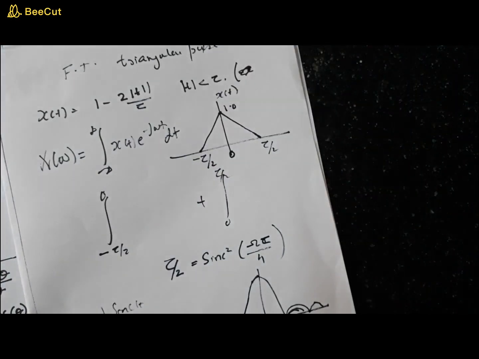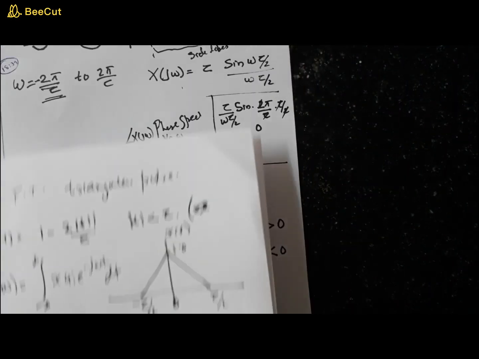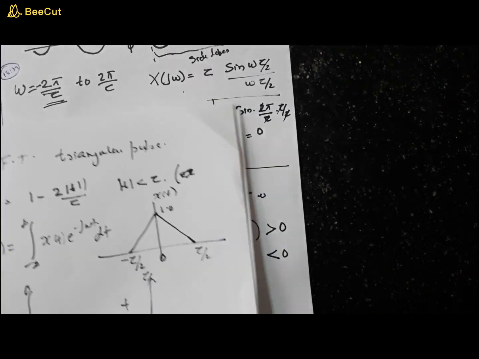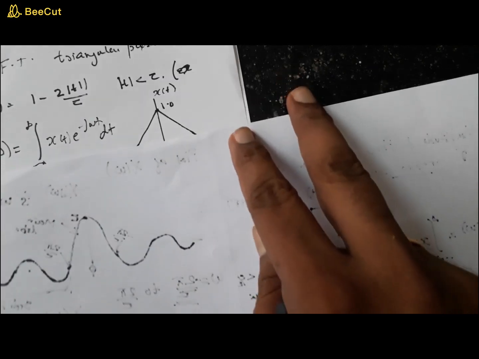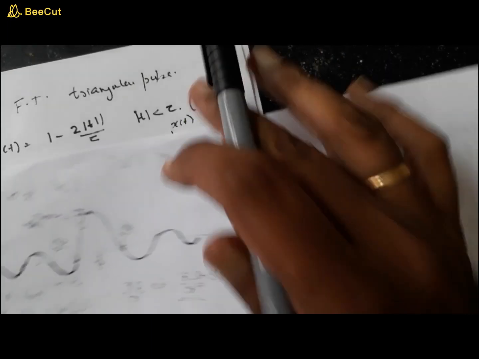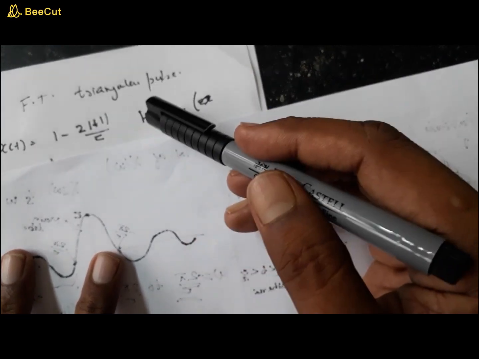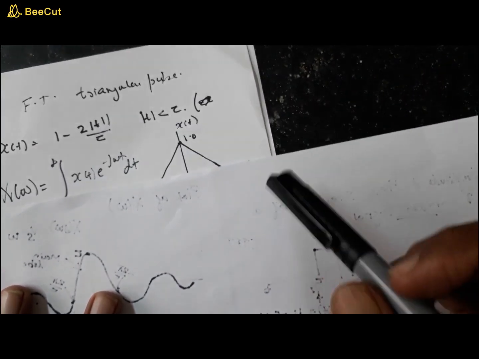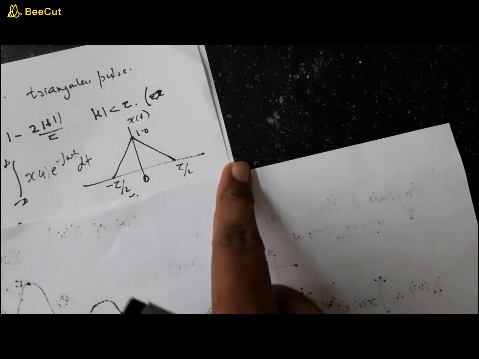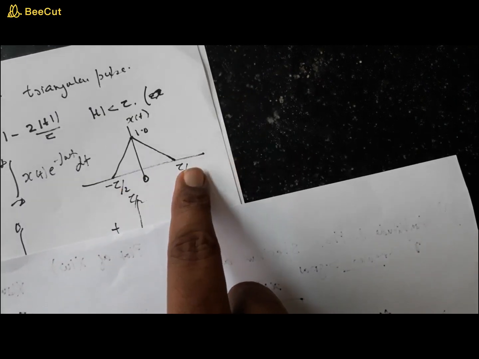Now one more question is there, one more standard signal is there, that is a triangular signal. Okay, so now this triangular signal is given by x of t is equal to 1 minus 2 modulus t by tau for modulus t less than tau by 2. This is how it is drawn. It extends from minus tau by 2 to tau by 2.